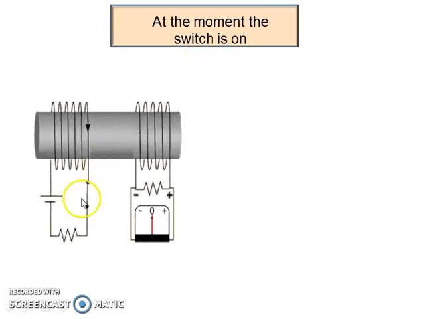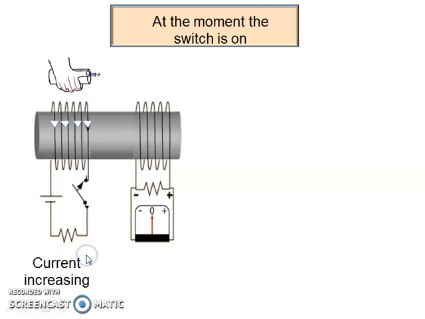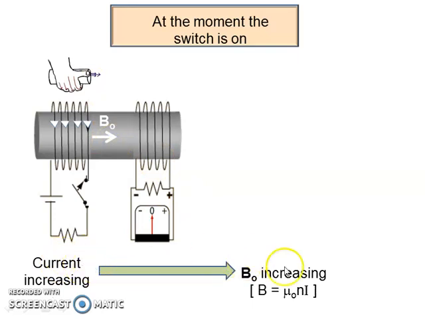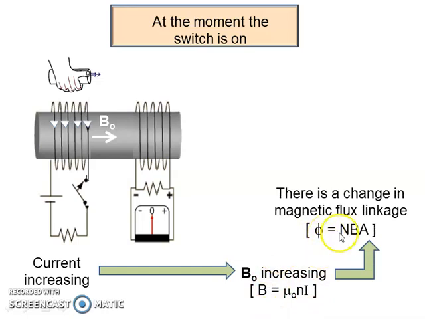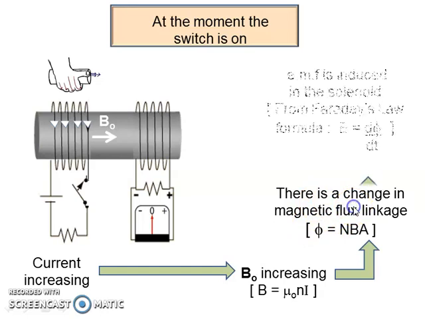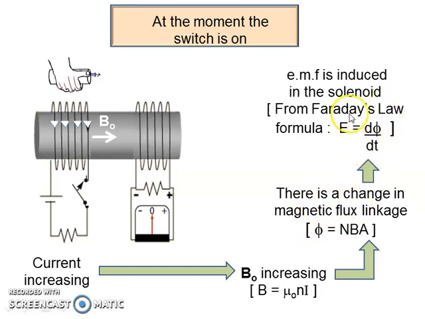At the moment the switch is on, the direction of current in the primary solenoid is the same, downward, but the current is increasing. Using the right hand grip rule, the direction of B₀ can be determined, which is to the right. But this time, since the current is increasing, B₀ is also increasing. From the formula B equals μ₀nI, so I increasing means B increasing. From the formula, magnetic flux equals NBA. If B increases, magnetic flux also increases. This means there is a change in the magnetic flux linkage. If there is a change in the magnetic flux linkage, from Faraday's law, e.m.f is induced in the solenoid in the secondary circuit.